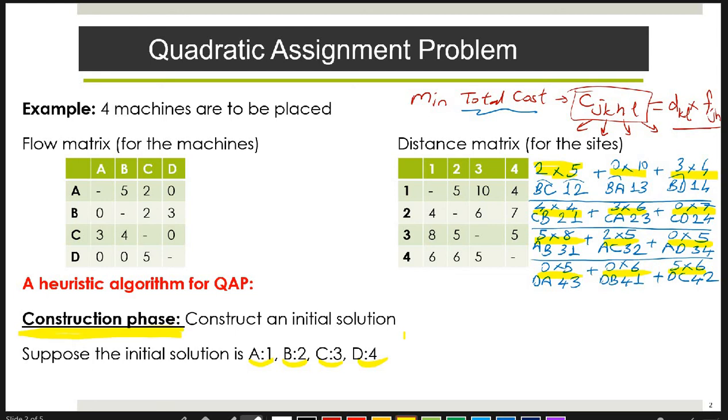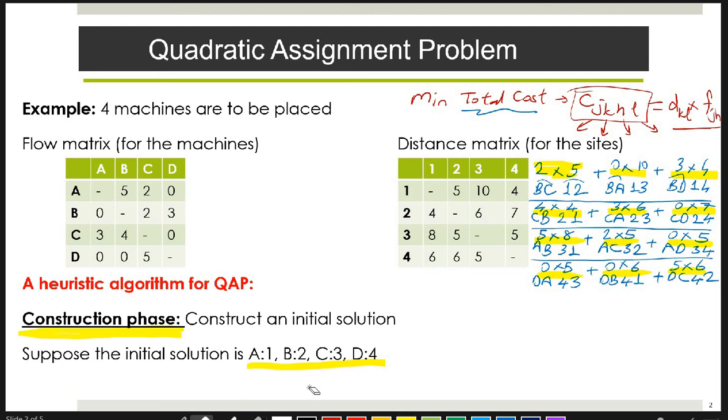There is no reason to select this assignment. You can select any one of them. It can be any assignment, and this is the easiest one that we can do. And actually, this one is also the easiest one to calculate its objective function value.